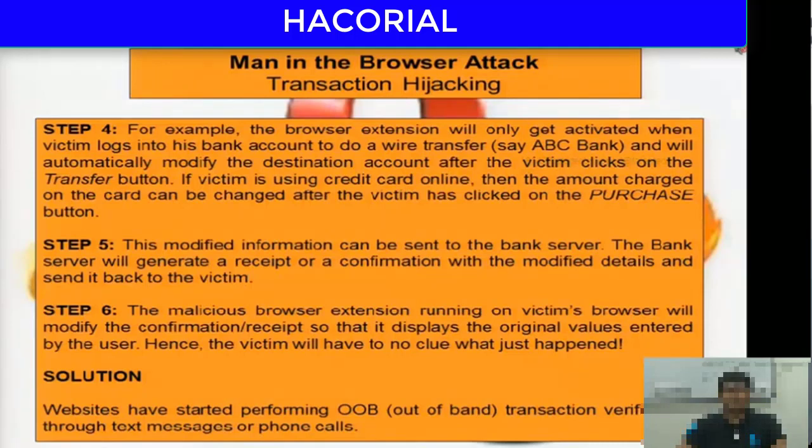This modified information can be sent to the bank server, but the bank server will generate a receipt or a confirmation with the modified details and send it back to the victim. The malicious browser extension running on the victim's browser will once again modify the confirmation of the receipt so that it displays the original values entered by the user and not the malicious, edited values. Hence, the victim will have no clue what just happened. So that's a classic example of a man in the browser attack.